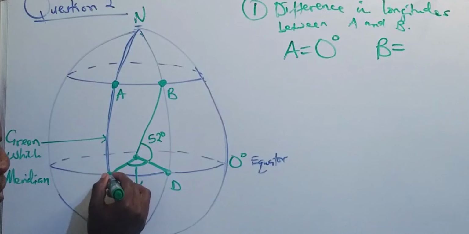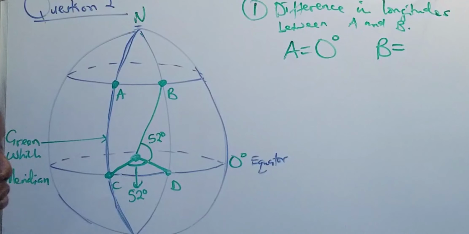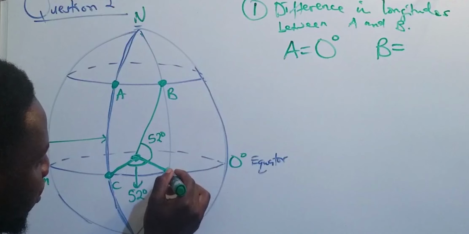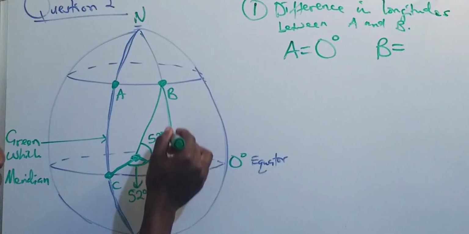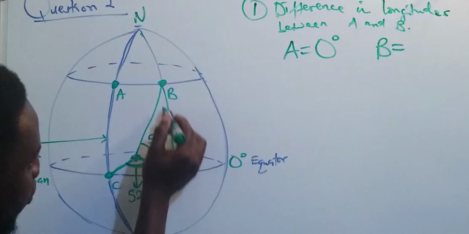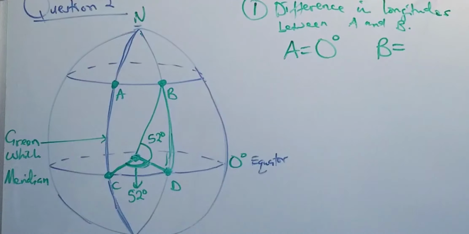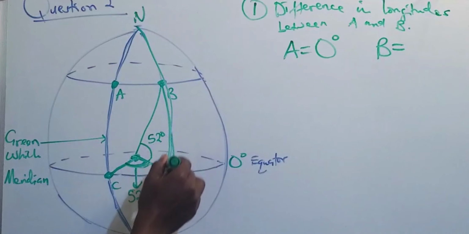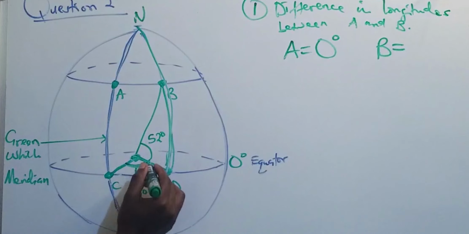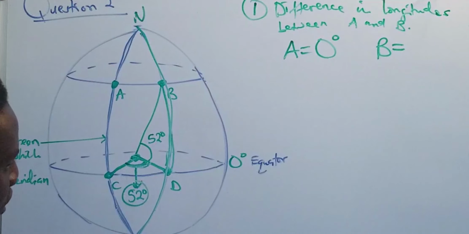Go to the center. From the center, go to the longitude that we're talking about, which is this longitude here, where B is. The angle formed in between these two longitudes will give you the value of this longitude where B lies. This longitude where B lies, the value will come from this angle. And this angle they are saying is 52 degrees.